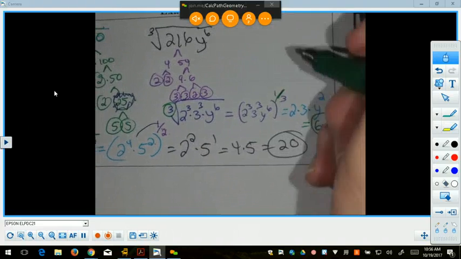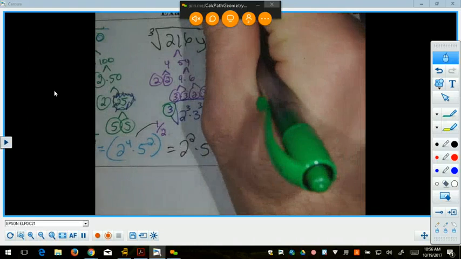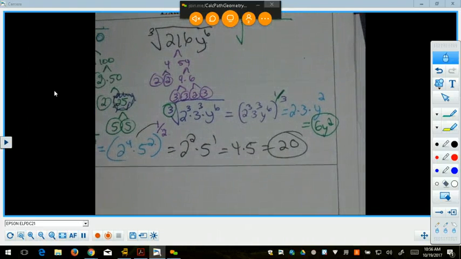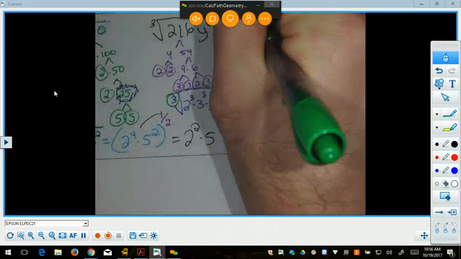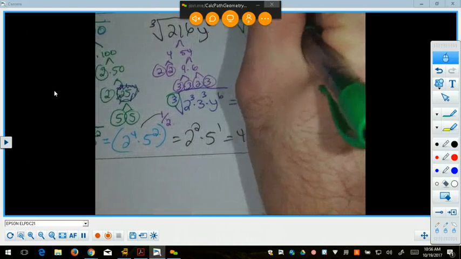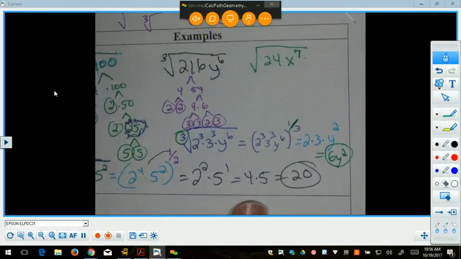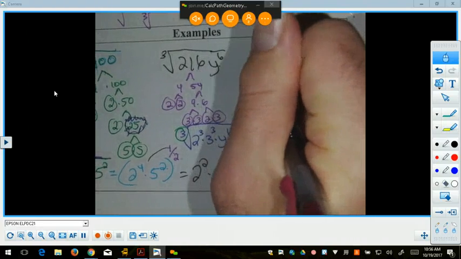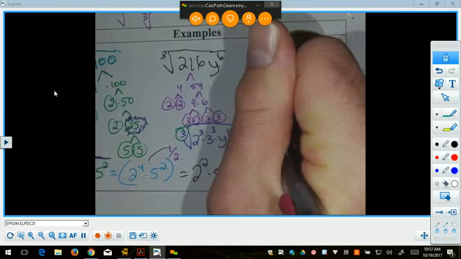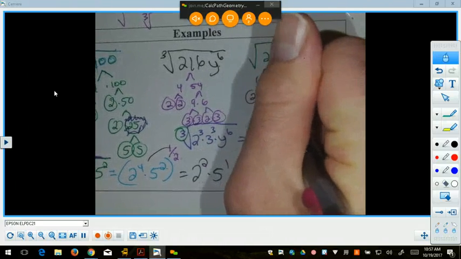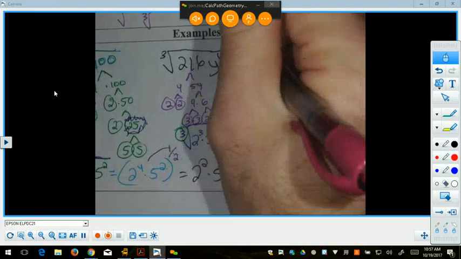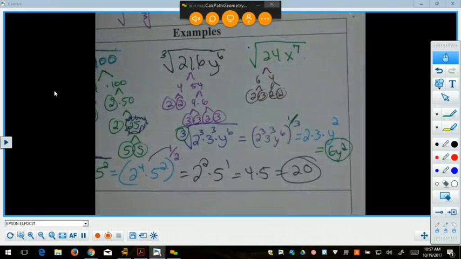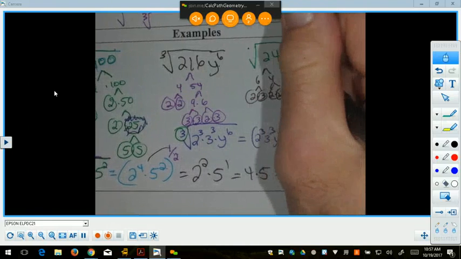All right. Let me give you one other one that doesn't work out as nicely. We're going to use 24x to the 7th. What goes into 24 that's not 2? 6 and 4. 6 is 2 times 3, and 4 is 2 times 2. Oh, and I wanted to do this as a... we'll just leave it like that. I'm good with square root.